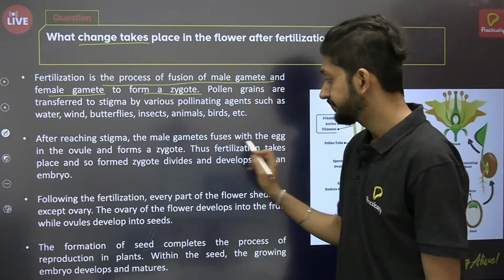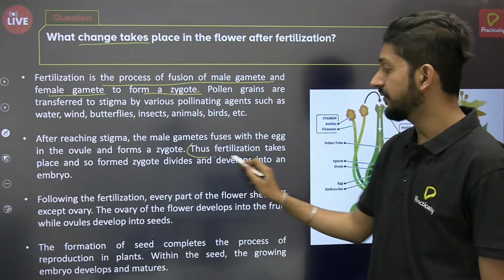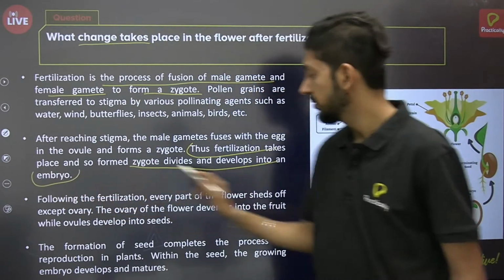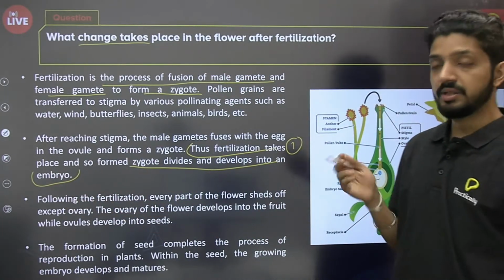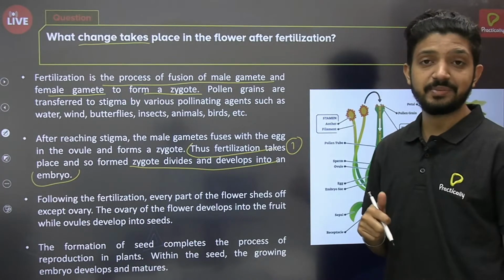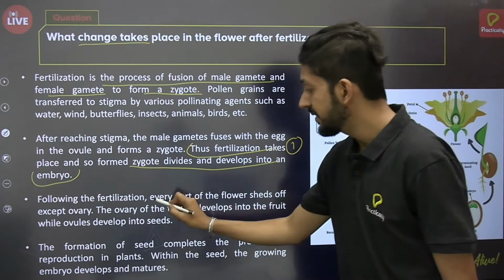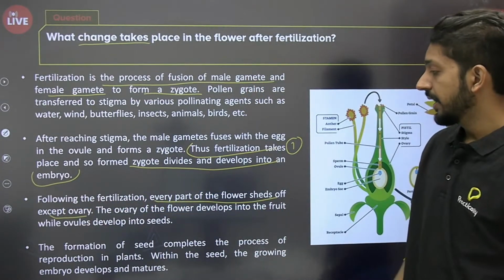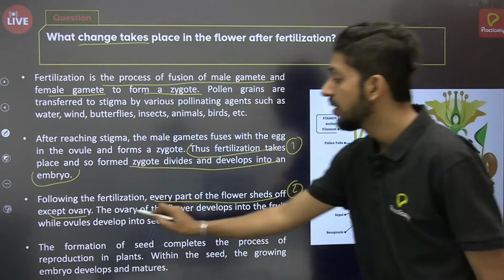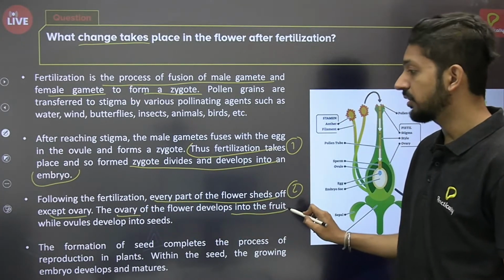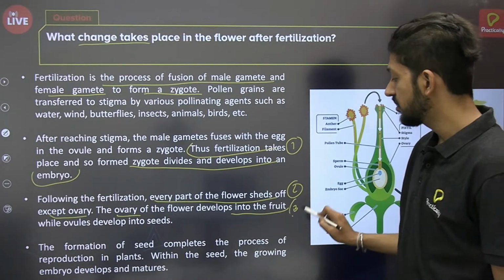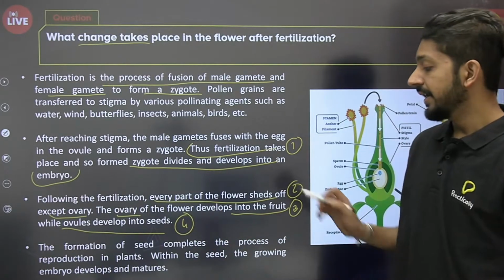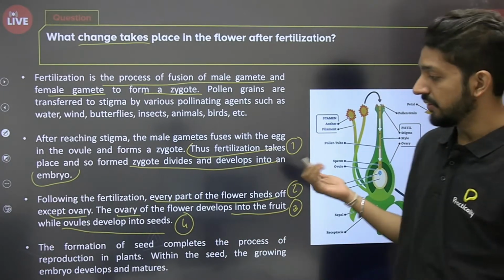Okay, so the main answer starts from here: after fertilization takes place, the zygote divides and develops into an embryo. This is the first important change which takes place after fertilization. Then next, every part of the flower sheds off except the ovary. Okay, so this is the second change you can remember, and the ovary of the flower develops into the fruit. Okay, third change, and ovules develop into seeds, fourth. And the formation of seed completes the process of reproduction in plants.